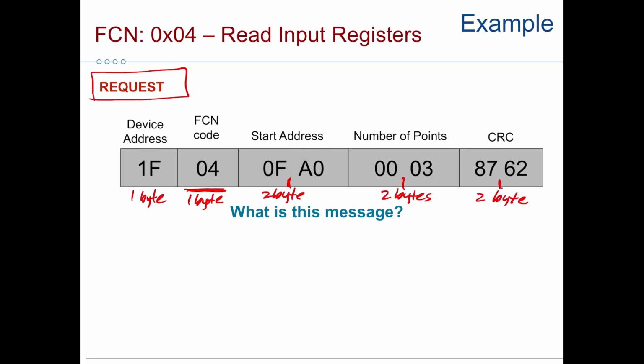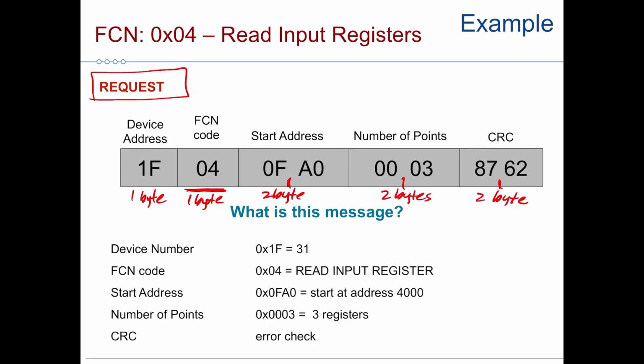Okay, and we're going to figure out what this message is. Notice how now we're working with a different server, but it's converted to decimal because our server unique identifiers, our numbers, are always expressed as decimal. So 31 base 10 for 1F. Our code 04, which corresponds to read input register, is doing what? Reading analog inputs. So we're reading AIs here.